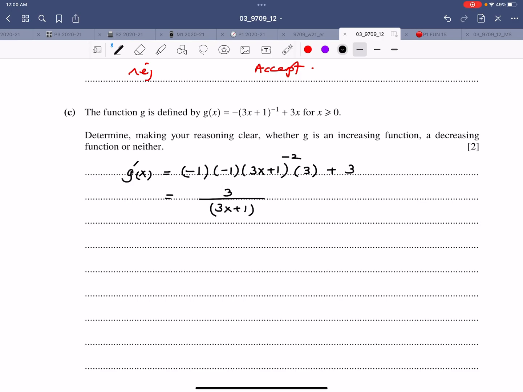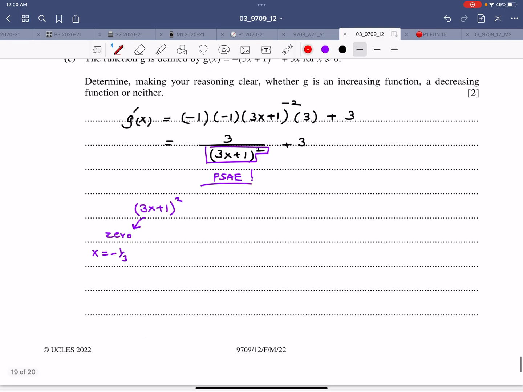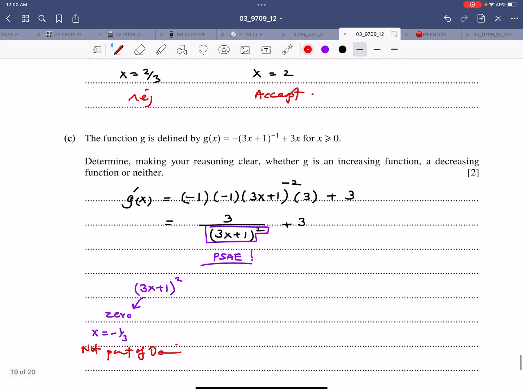They're asking about increasing or decreasing function or neither. Now the thing is, this is the concept of PSAE, perfect square algebraic expression. (3x plus 1), the whole thing squared, can be 0 when x is equal to minus 1/3. But it's not part of the domain. Why? Because the domain is x is greater than or equal to 0.